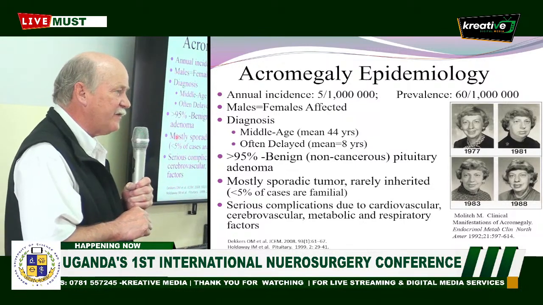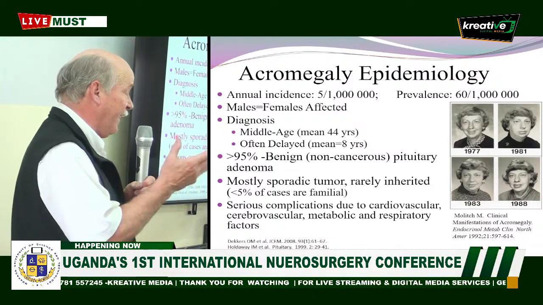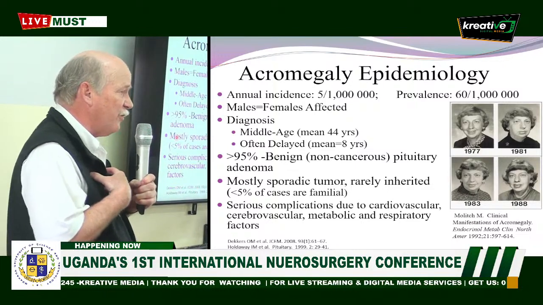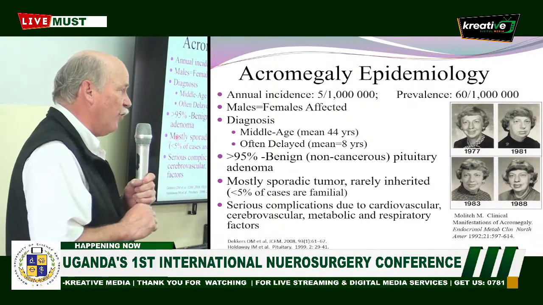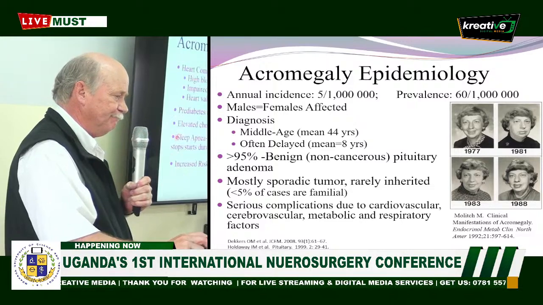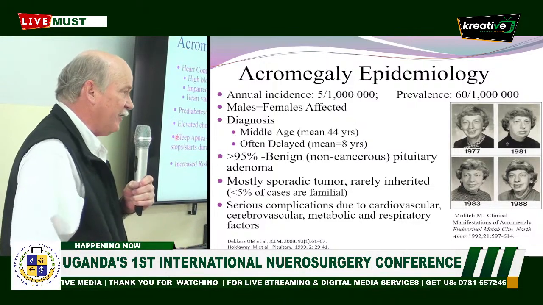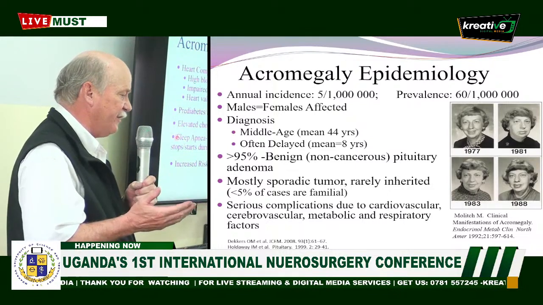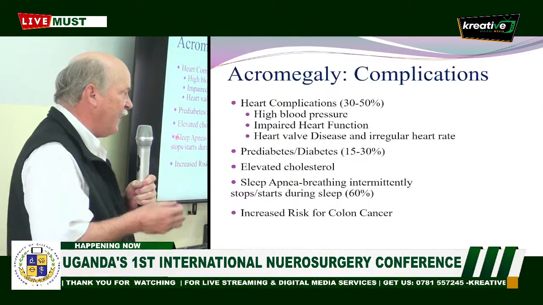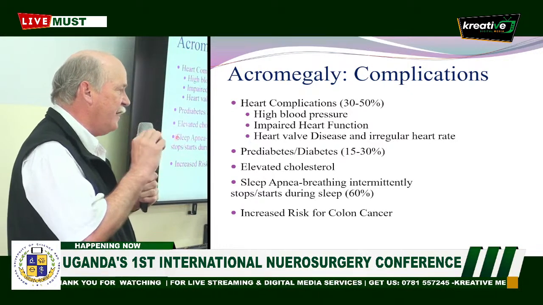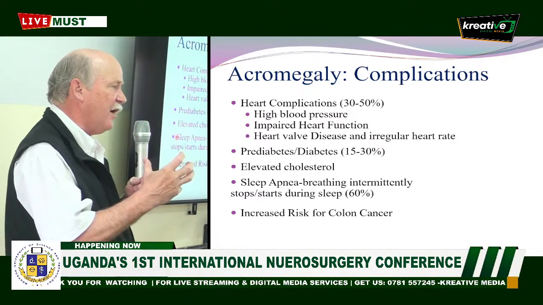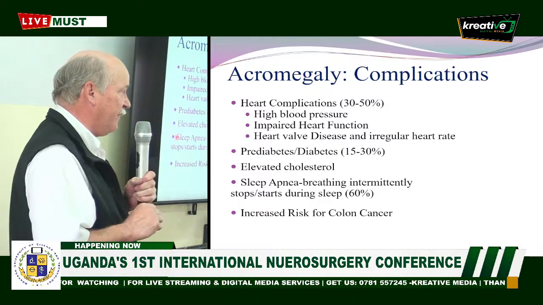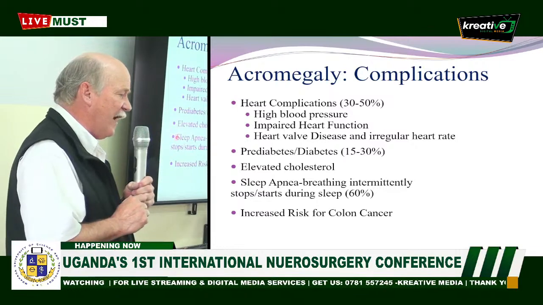And the biggest complication of excess growth hormone, or the excess IGF-1 really, is cardiac. So if you've got a growth hormone secreting tumor, you're not going to live a normal lifespan. So you get the heart complications 30 to 50% of the time, high blood pressure, impaired heart function, heart valve disease. The growth hormone does have an effect on the muscle of the heart. You actually get a cardiomyopathy, which is reversible. If you can bring the growth hormone to normal, that cardiomyopathy will improve.